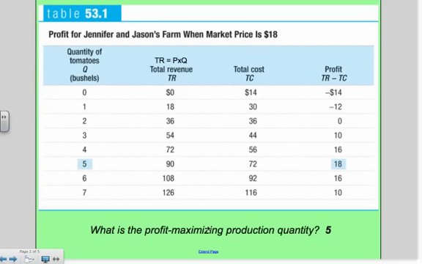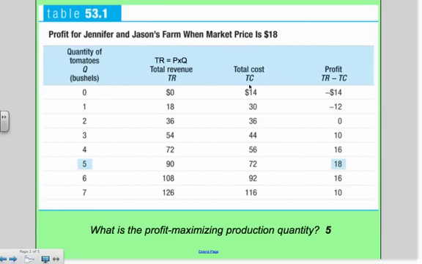Okay, let's start our discussion of profit maximization with an example that is a pretty straightforward way, I think, of helping us decide, looking at the data, where to maximize profit. So what do we have in this chart? We have quantity of tomatoes that are being produced or grown. We have total revenue, which you will remember is price times quantity. And here we know that the price is $18 a bushel. So we have number of bushels times the price gives us these numbers.